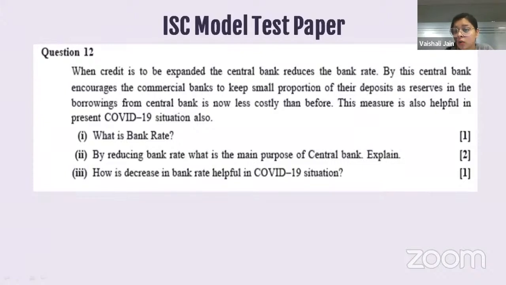Now you have to see this is a 2-marker question. The child is going to explain it in a proper manner as per the word limit. So how is a decrease in bank rate helpful in the COVID-19 situation? We can see questions 2 and 3, the two parts are quite similar, but again, the child is going to explain it accordingly. The main difference is that in the second part, there is a reduction in bank rate, so what is the purpose with which a central bank does it? And in the third part, it relates only to the COVID-19 situation. So the child is supposed to take care of this fact, and the question is explained as per the exact situation.